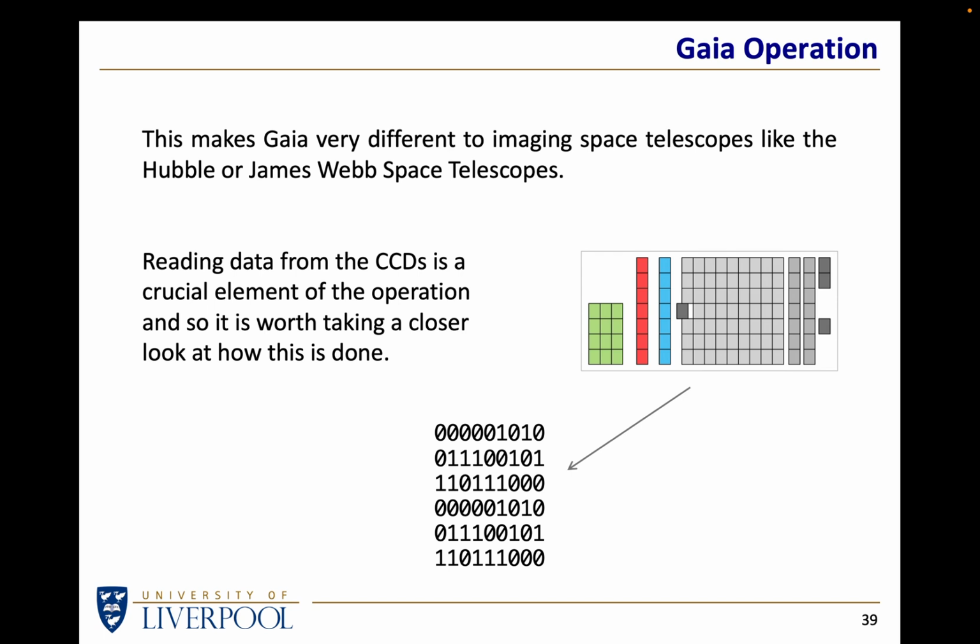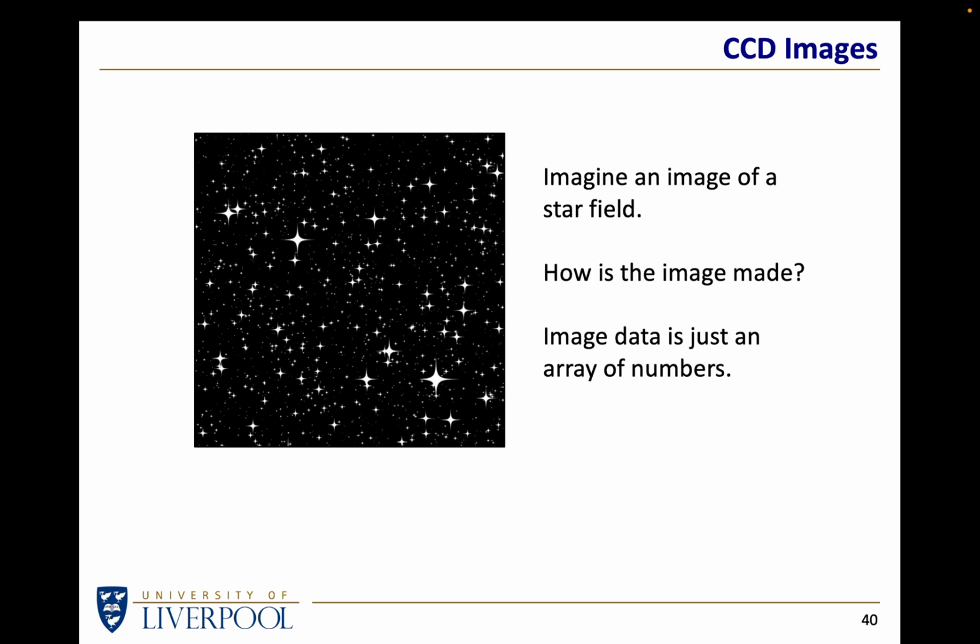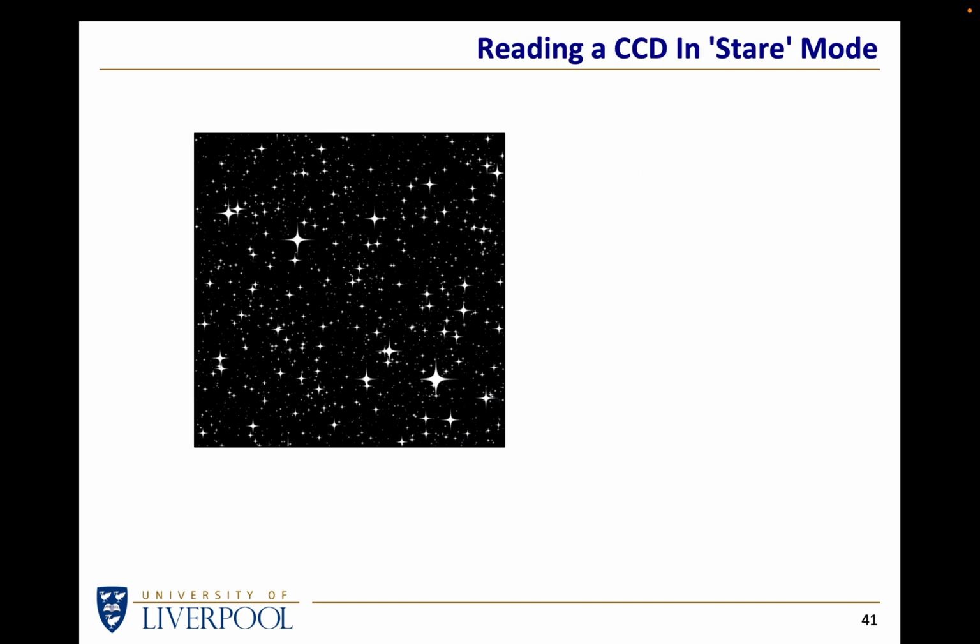The way that is done for an imaging system like the Hubble or the James Webb is nothing like how it's done for Gaia. So let's first think about how it's done in the conventional sense of if we've got a CCD and we want to take an image of the sky, how is that normally done? Let's just imagine we've got a patch of sky, doesn't really matter what it looks like. The image, of course, ultimately what we want is just a whole load of numbers, and those numbers are coming from how much charge is resulting from light hitting the chip.